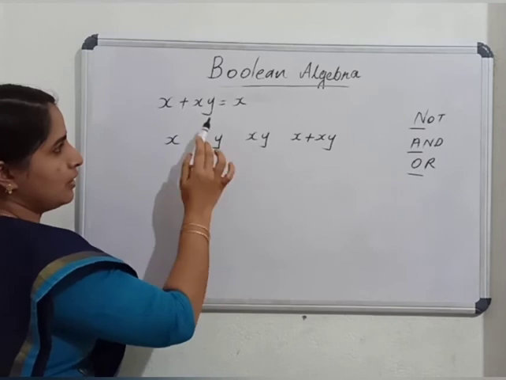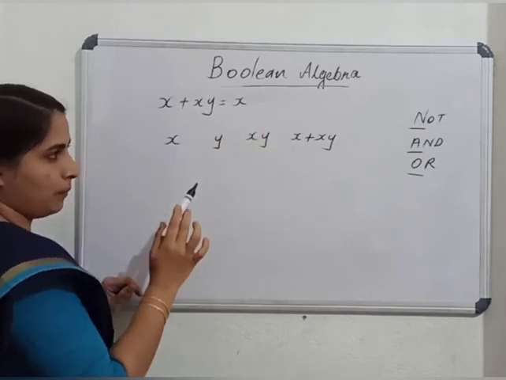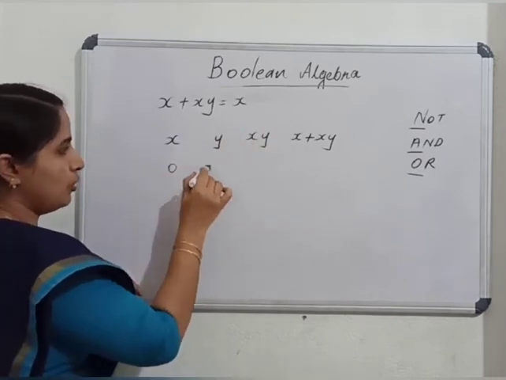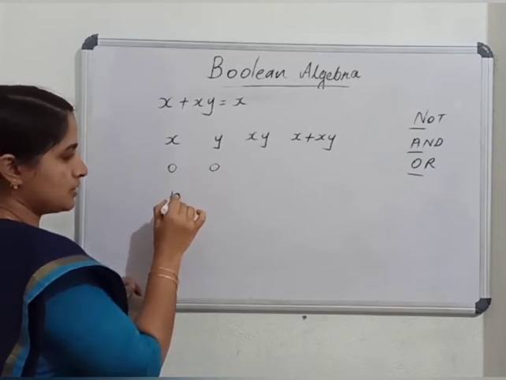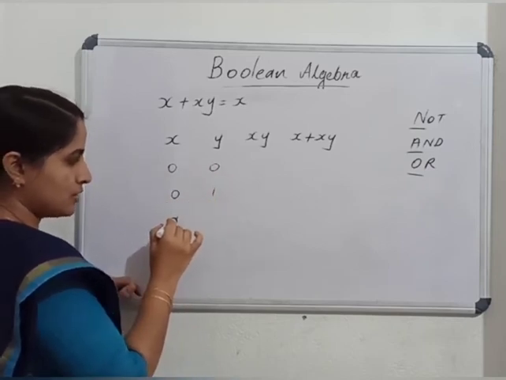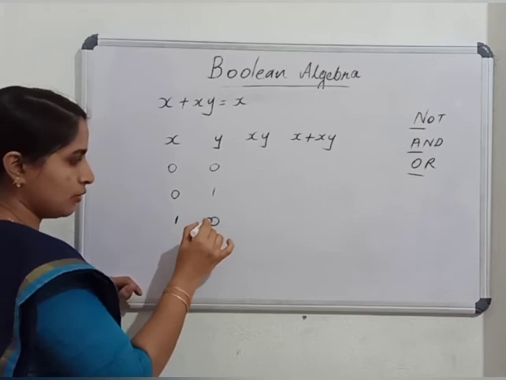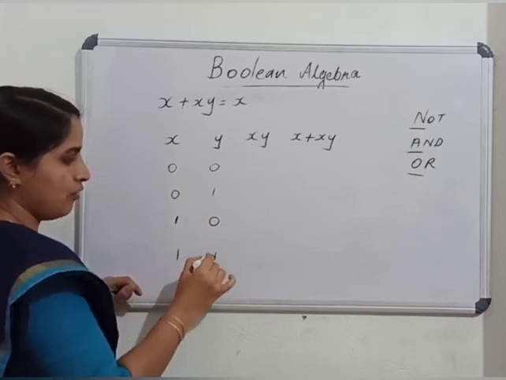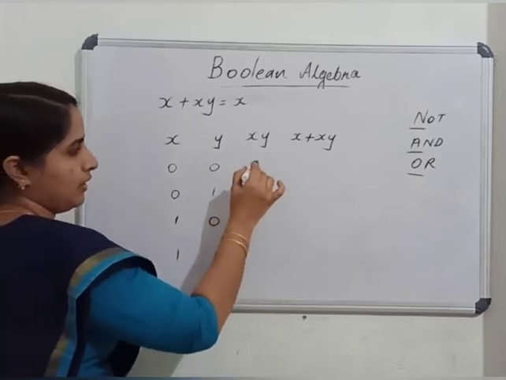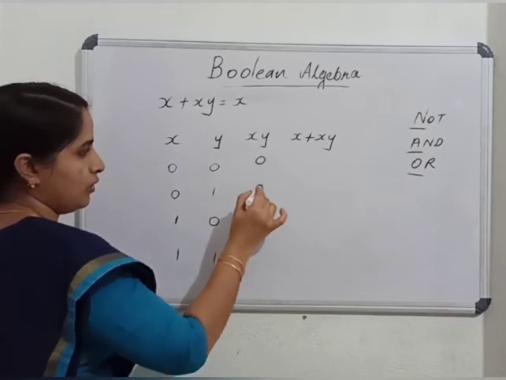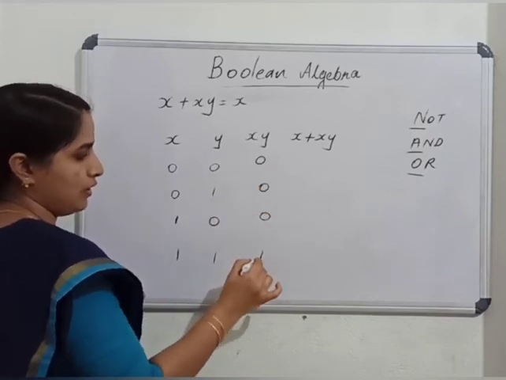Okay. Then next only the OR operator. Shall we begin? 0, 0. Next is 0, 1. You say 1, 0. And the last combination 1, 1. And xy. Here it is 0, 0, 0, 1.